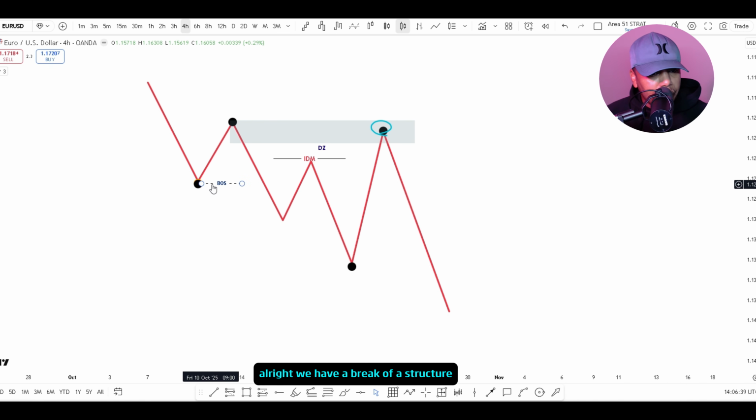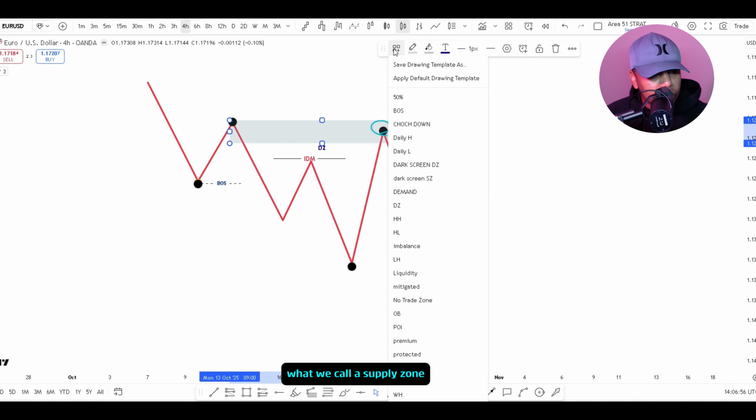All right, we have a break of structure. We have price creating a lower low, taking out this previous lower low, and then after that creating a low, but then price goes all the way up, takes out the inducement, and then continues to the downside from what we call a supply zone. All right, here is a supply zone.